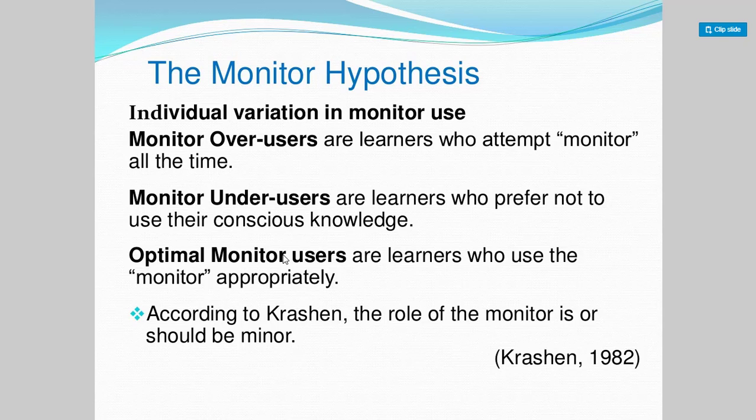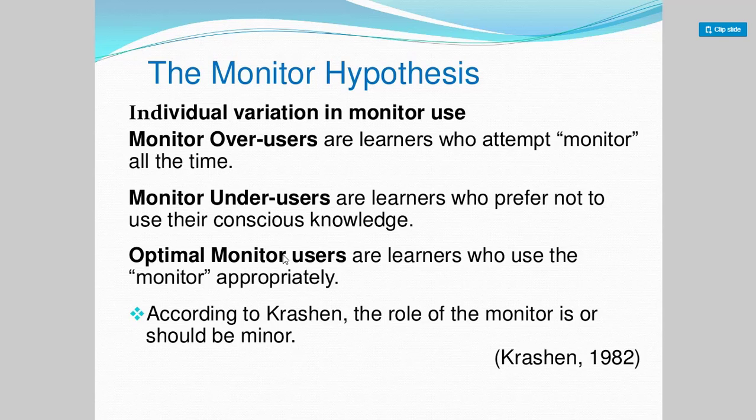So here, there's going to be individual variations in the monitor use. There are going to be three ideas right here. Monitor over users are learners who attempt to monitor all the time. So therefore, they decide what to learn all the time, right? So this is going to be extremely autonomous. Then there are the monitor under users, who are learners who prefer not to use their conscious knowledge. So they're going to acquire.